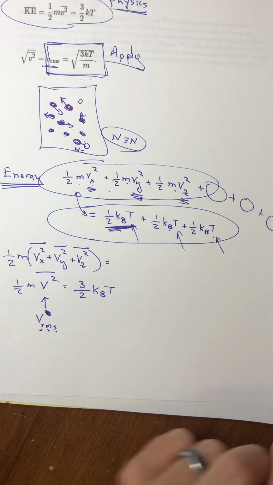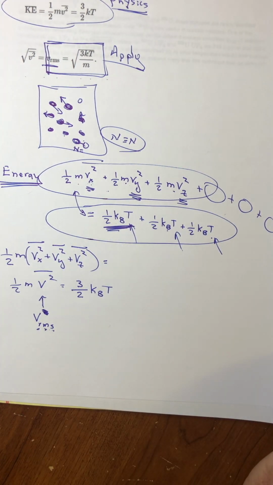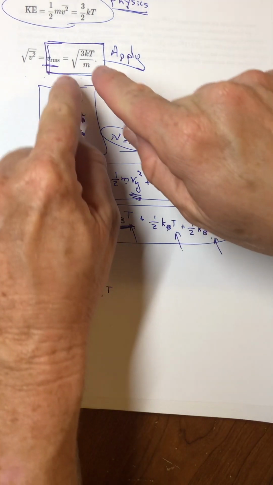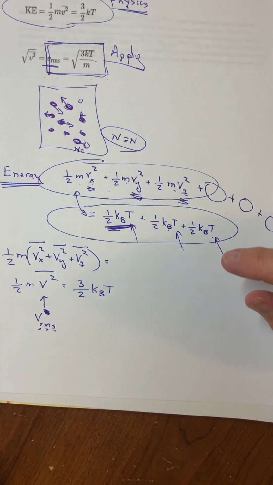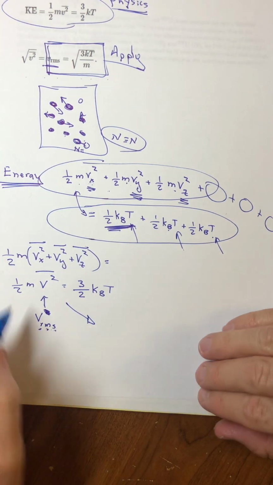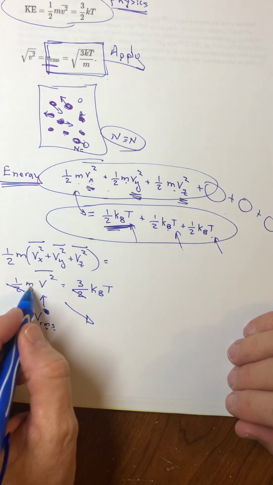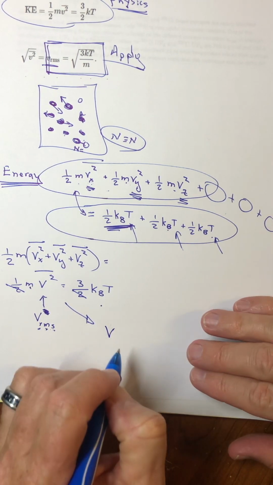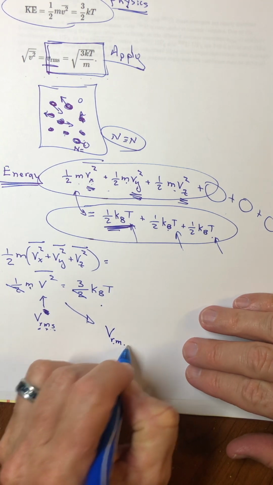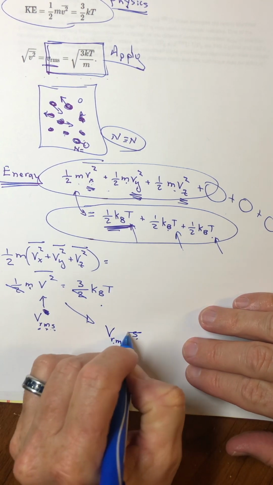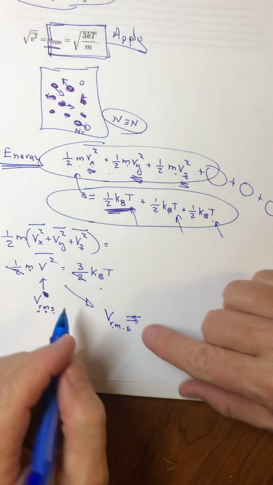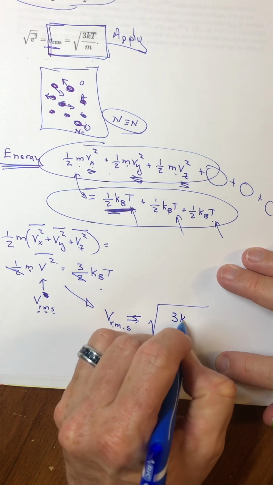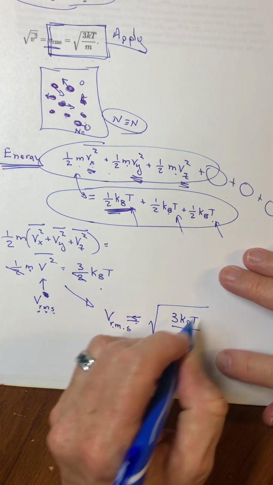which is just trying to get you to not necessarily do fundamental physics, but to use the result of fundamental physics. So you can see that if we cancel off the half on each side, move the m to the other side, and take the square root, on the left-hand side, we would get just the RMS. And then over here, we would get the square root of 3 times Boltzmann's constant times the temperature over the mass.